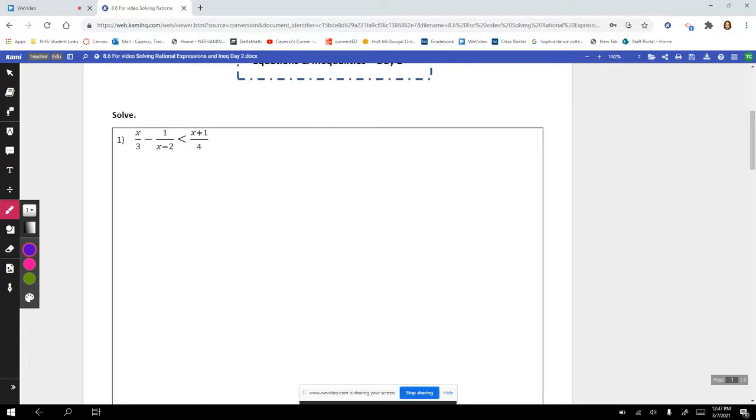So the first thing we have to do when we see an inequality sign is create a related equation. So we're just going to rewrite this. I'm going to make that a -1 like I have in the past, just so we don't lose it. And I'm just going to change that inequality sign to an equal sign. Okay, I'm going to find our LCD, which in this case is 12 times x minus 2. And I'm actually going to solve this as I have in the past.